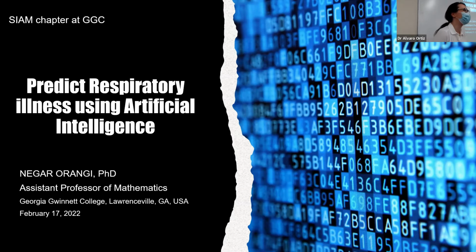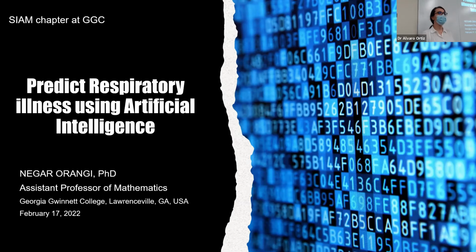Hi, Boyka. Yeah. So some of you might already know me, some not. My name is Negar Orangi. My last name has two parts, but I go by Orangi. I joined GGC in 2020 in the middle of the pandemic, and I have seen some of you, but not all of you.